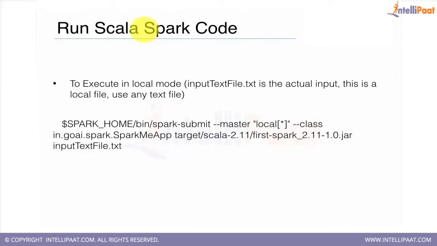Now I need to tell where this class is available. I'm telling this class is available in the jar file, and this jar file is available in this directory called target/scala-2.11, and the name of this jar file is first-spark_2.11-1.0.jar. The last argument is input text file dot text. This can be any input file that you can give.